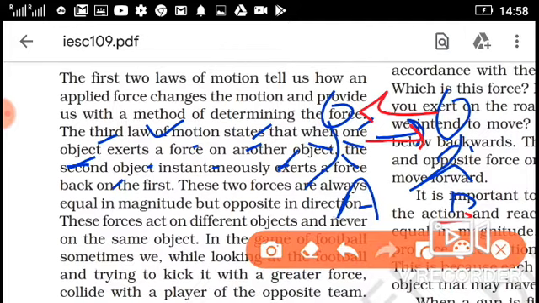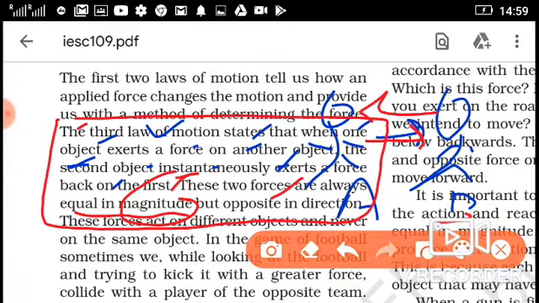Okay, but we cannot see the force. We can only see the effect of force. We can feel the effect of force. So these two forces are always equal in magnitude, meaning numerical value, like 5 Newton, 6 Newton, 7 Newton, and opposite in direction. What does it mean? This third law means when we apply force on any object, in return the object applies the same force, with the same magnitude, on us. Okay, that is the meaning of the third law.